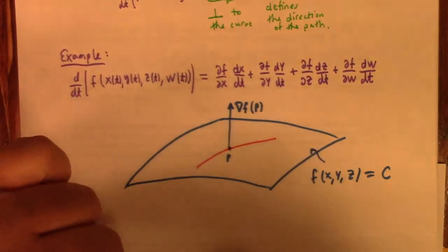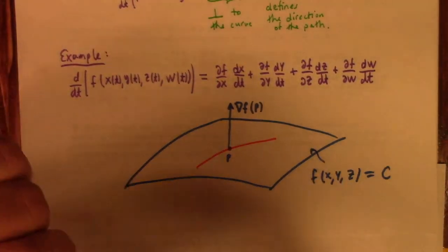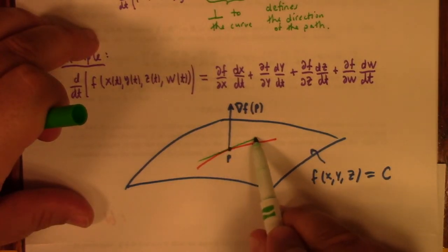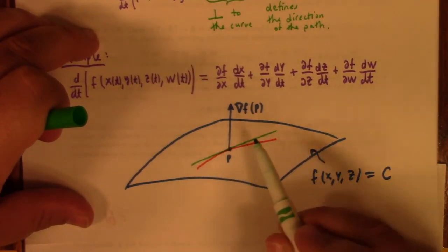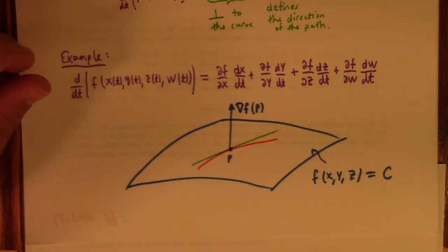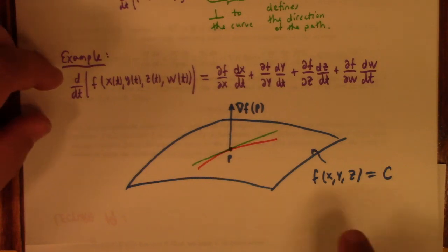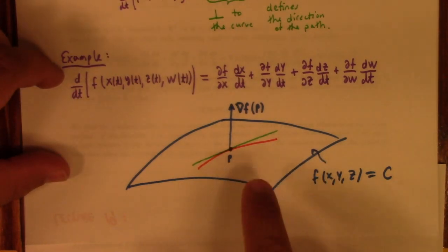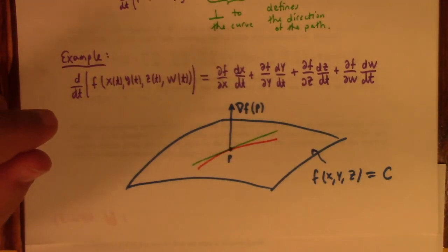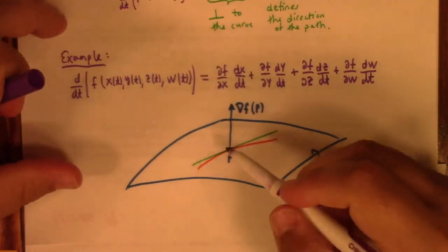Well, that is perpendicular to the velocity vector to that red path, which maybe I could draw the tangent line like that. But the thing is, that's true for any path that goes through that point. See, because there's not just one path that goes through the level surface at a point. There's many, many, many paths. And so I can just as well think about the path that looks like this, right?